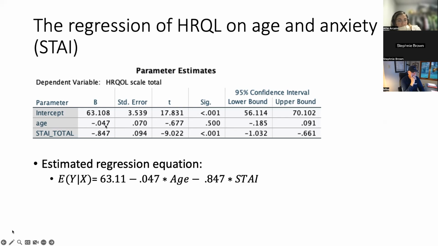Now, sometimes you might get a small beta, but it's significant because you have a large data set. In this case, the data set's actually pretty large. I don't think this value is really practically significant either, right? For every year that you age, your health-related quality of life goes down by 0.047 on that scale, which is a very small amount.